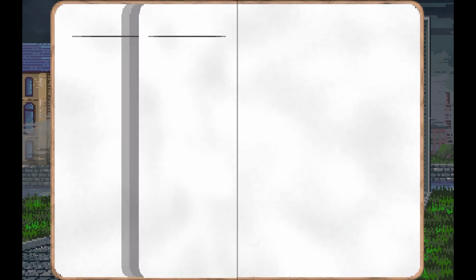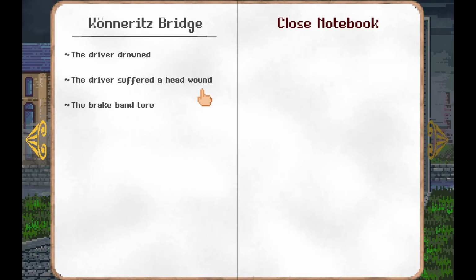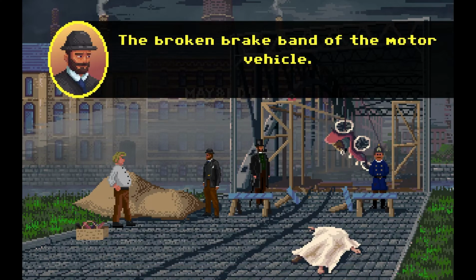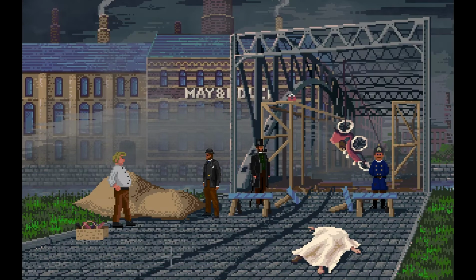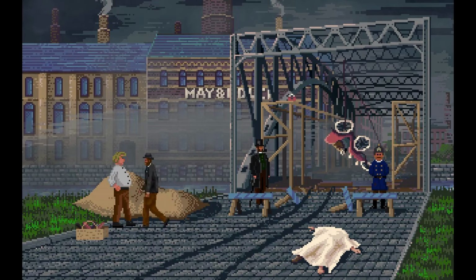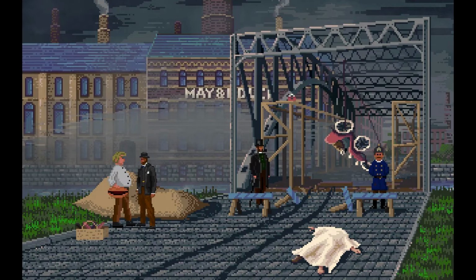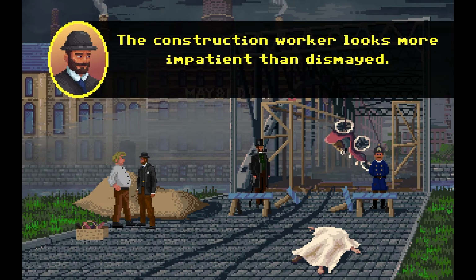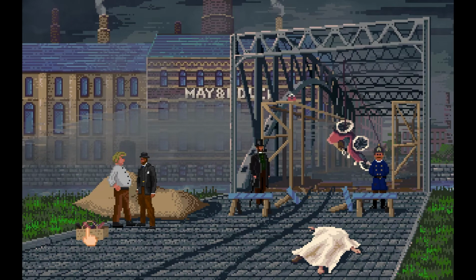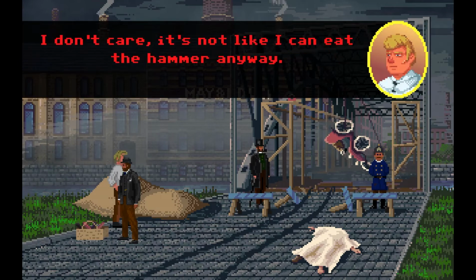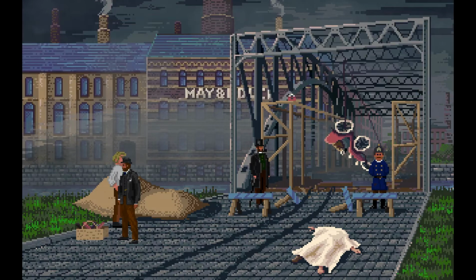So, police station. Connerit's Bridge. And we also have the brake thingy. The edges stand out to me. So... Besorgen Sie mir was zu mampfen, bevor Sie mit mir sprechen. Ich leih mir den Hammer nur einmal kurz aus, wenn das recht ist. Ist mir egal. Den Hammer kann ich eh nicht essen.